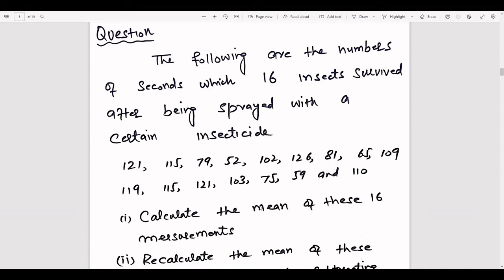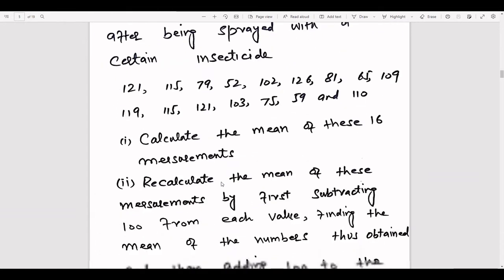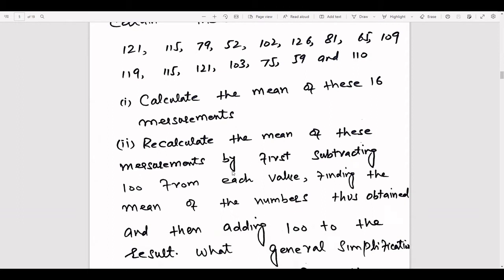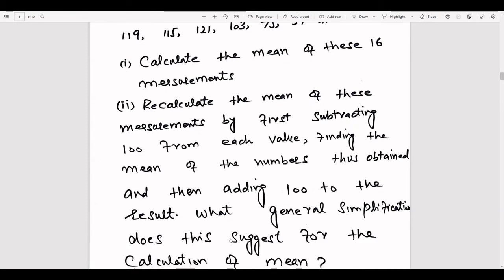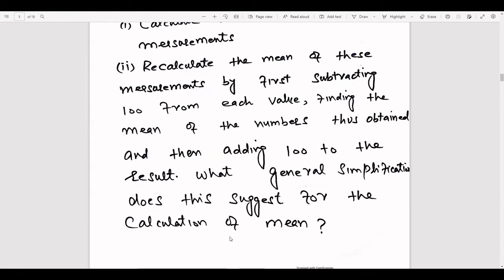Next question: the following are the numbers of seconds which 16 insects survived after being sprayed with a certain insecticide. Here is the data of the 16 insects after spray. We calculate the mean of these 16 measurements, and recalculate the mean by first subtracting 100 from each value, finding the mean of the numbers thus obtained, and then adding 100 to the result. What general simplification does this suggest for the calculation of the mean?